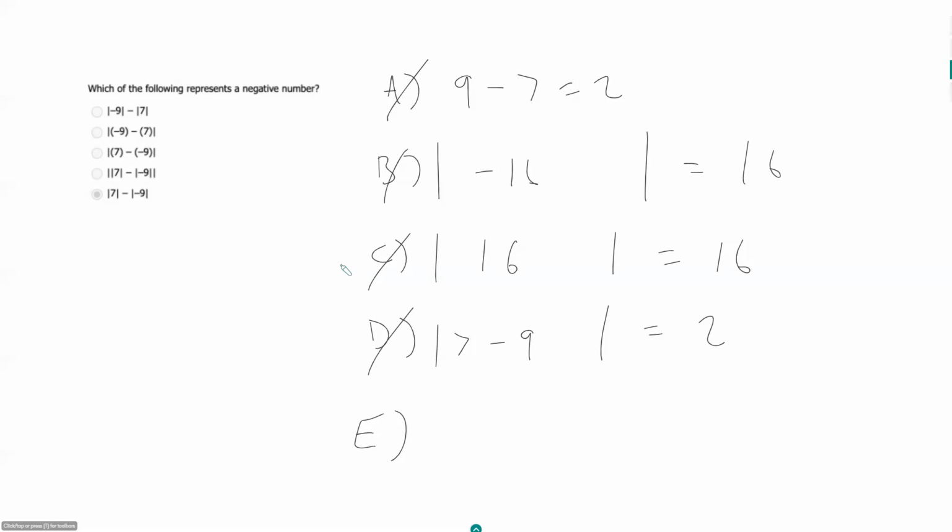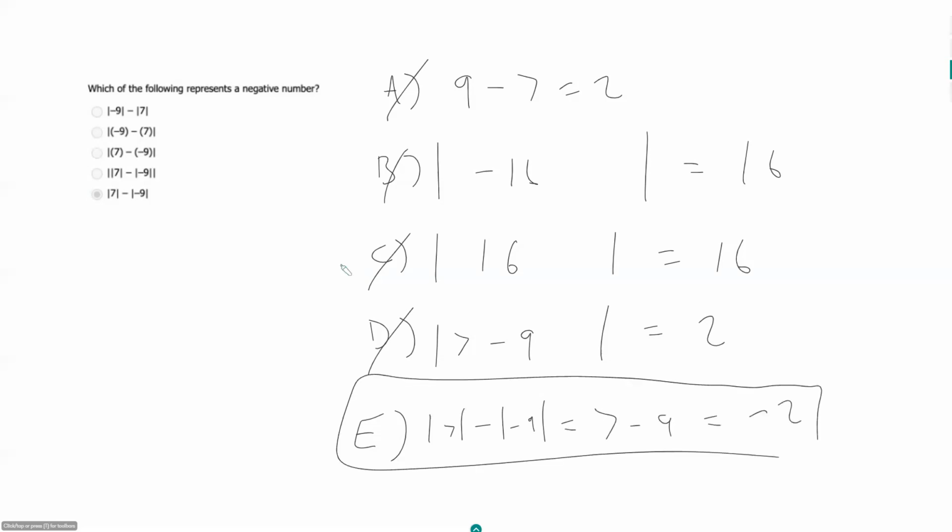So here the absolute value of 7 and minus the absolute value of -9. So absolute value of 7 is 7. Absolute value of -9 is 9. So this is just 7 minus 9, which is -2. And E is, in fact, negative.